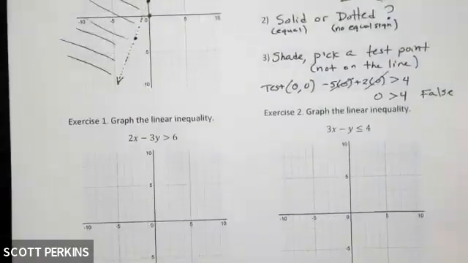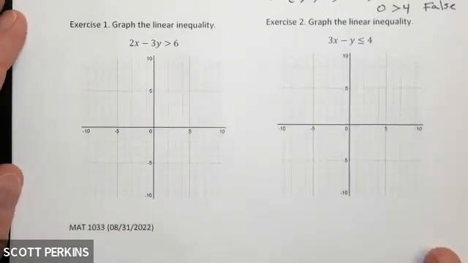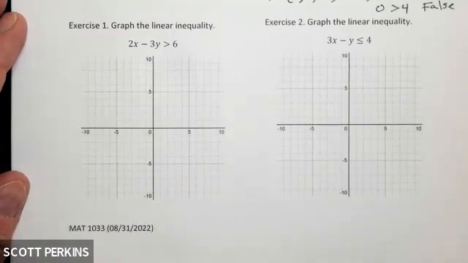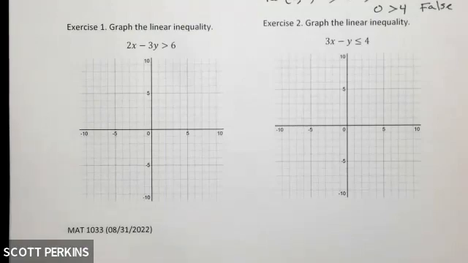All right, so here's what I would like you to do. Exercise 1, do your 3 steps: graph the boundary, determine if you're going to connect the dots with a solid or a dotted line, and then pick a test point to shade.